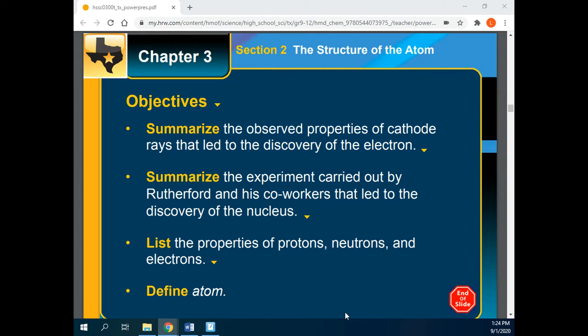Okay, these are your notes for Chapter 3, Section 2, Structure of an Atom. These up here are just your objectives. You don't really need to write those down. We will go through them.